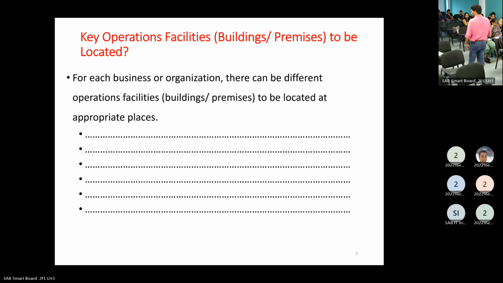Okay. So what are the common facilities? What are the common premises that a business needs to locate somewhere, especially for their operation? What are the main premises and buildings? Factories, yes. Write it down. One of the main facilities is factories, production plants. Especially for manufacturing businesses, they are factories.